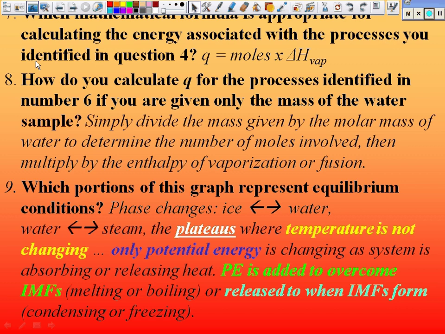Nix that one. Let's move on to 8. How do you calculate Q for the process identified? Number 6, nix that one as well. Which portions of the graph are represented at equilibrium conditions? So when will you have equilibrium?